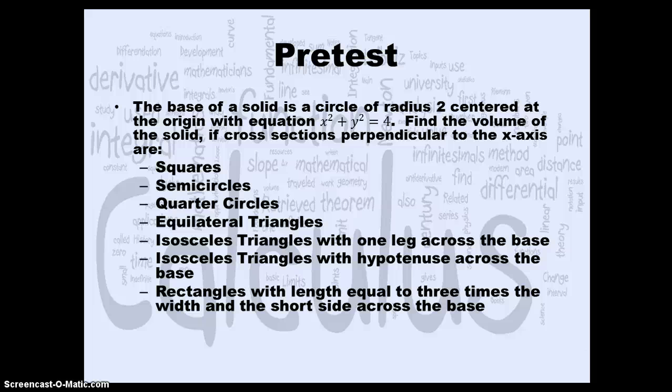The pretest that I usually use is a problem similar to this. It may be this one. I may change the base. Instead of using a circle, I may use parabolas. But I have them find the volume if the cross sections are squares, semicircles, quarter circles, equilateral triangles, isosceles triangles turned different ways, and rectangles.